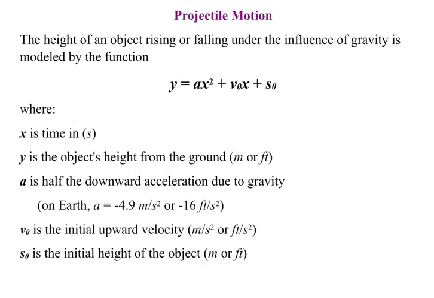A is half the downward acceleration due to gravity, and on Earth, A could have one of two values. It could be negative 4.9 meters per second squared, or it could be negative 16 feet per second squared. V sub 0 is the initial upward velocity, again, either in meters per second or feet per second. And S sub 0 is the initial height of the object in either meters or feet.